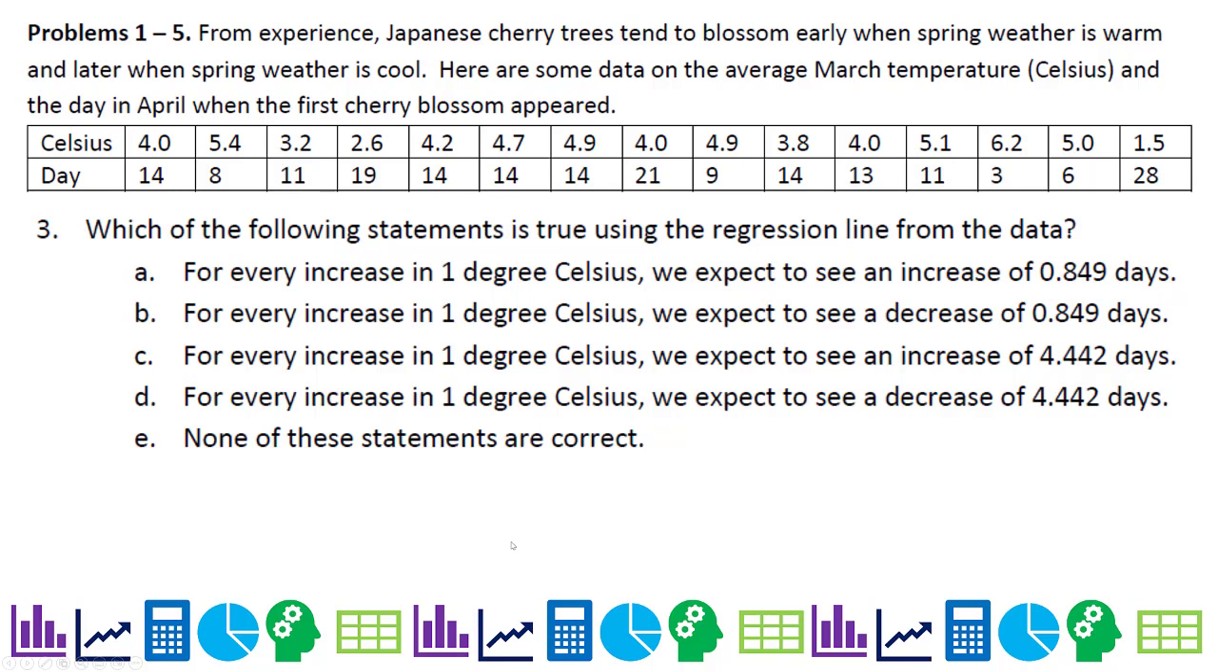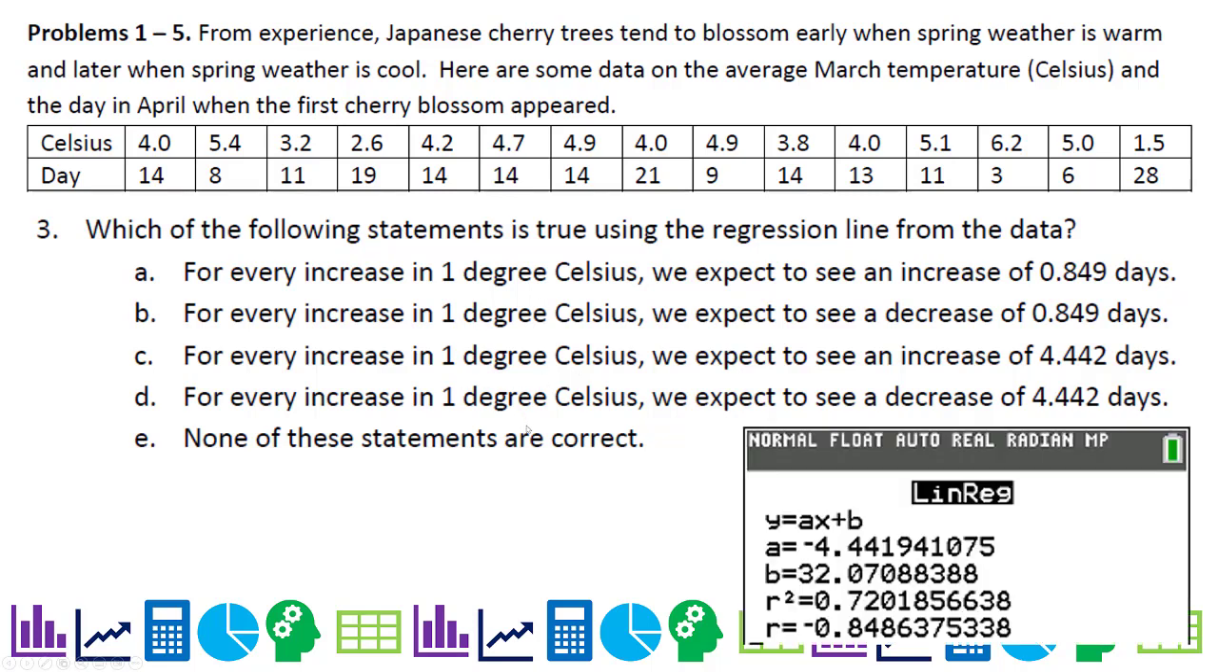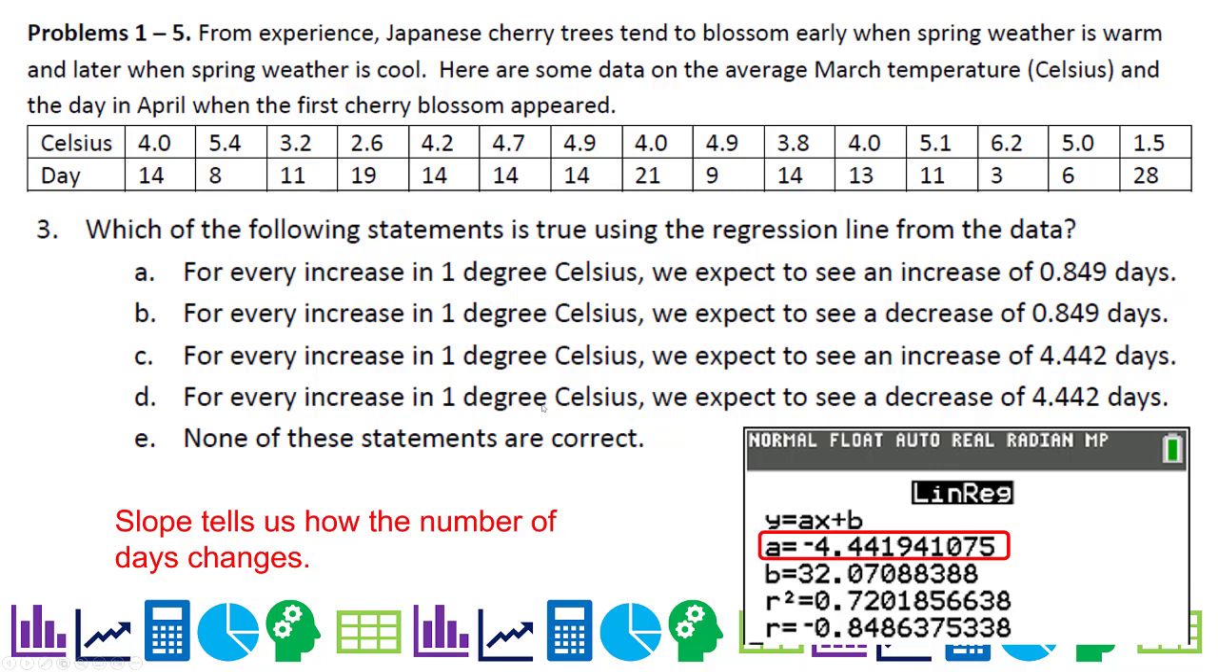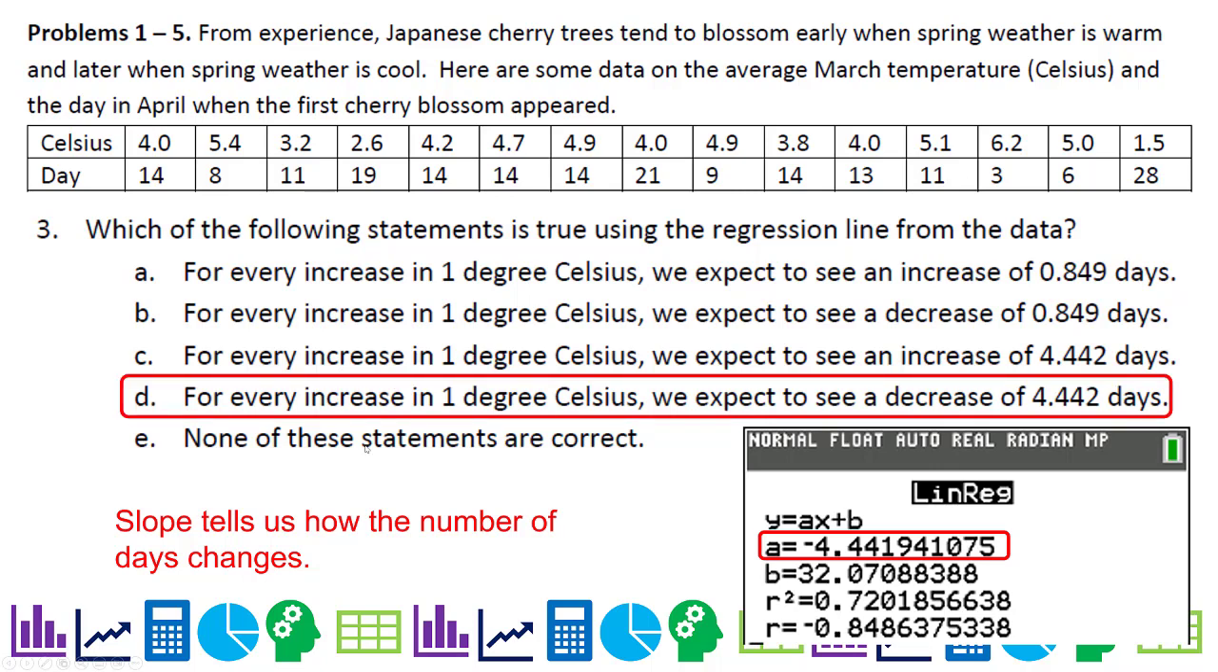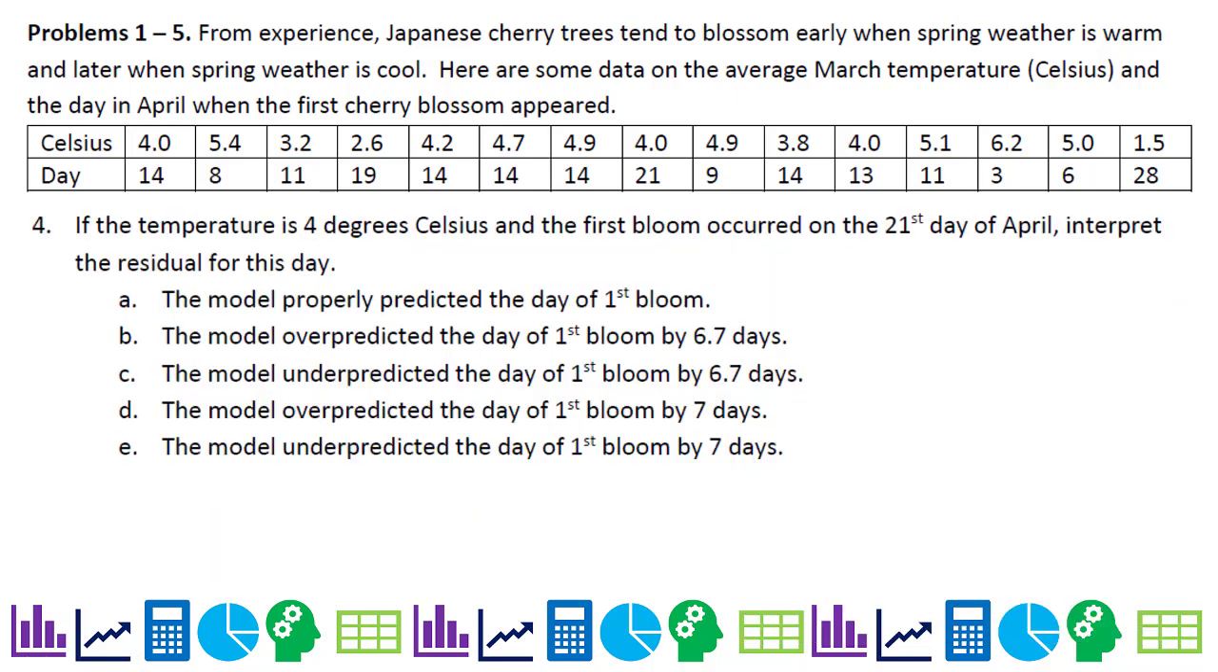Which of the following statements is true using the regression line from the data? So for every increase in 1 degree Celsius, this is telling me we're looking at our slope. So that tells us how the number of days changes for every extra degree Celsius. And you can see that it goes negative. It's a decrease of 4.442 days. And that makes sense because the warmer it is, the sooner we expect to see the cherry blossoms. So there you go. For every increase in 1 degree Celsius, we expect to see a decrease of 4.442 days.